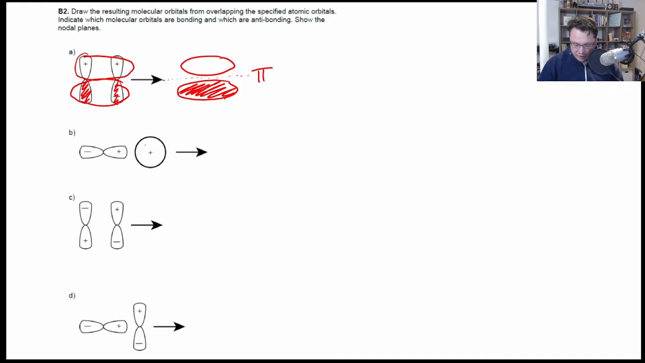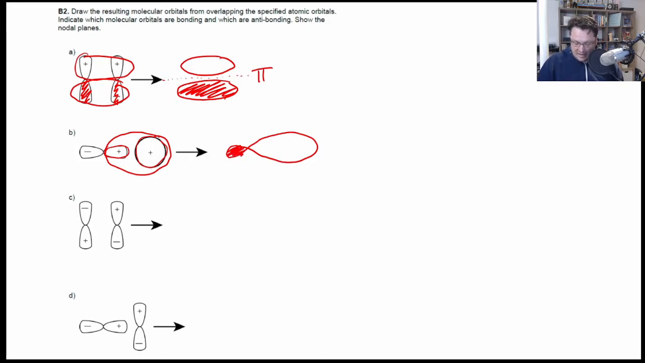The next thing, if we look right here, we can see that we have a positive p orbital interacting with an s orbital in the positive phase. And so those can interact together. If you draw that out, what that looks like is something kind of like this.